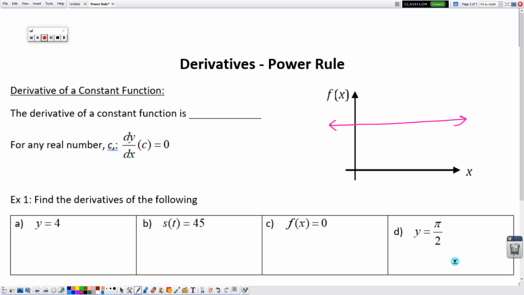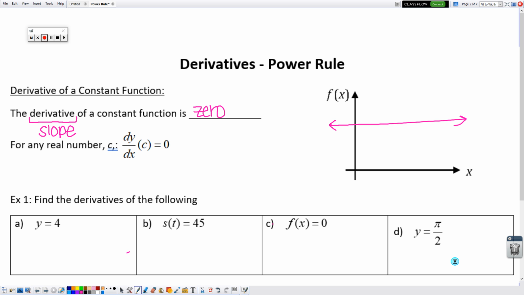Alright? And then we have to go ahead and recall what the derivative even means. So remember, the derivative is really just talking about the slope of your function. So the slope. So we need to know, what is the slope of a constant function? So what is the slope of that pink line over there? The slope is 0. Okay, so for any real number c, dy dx of c equals 0.